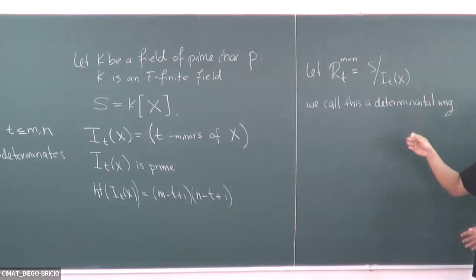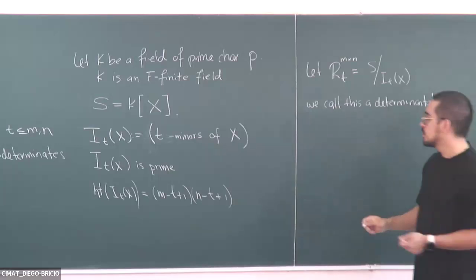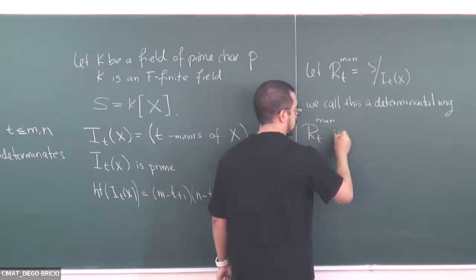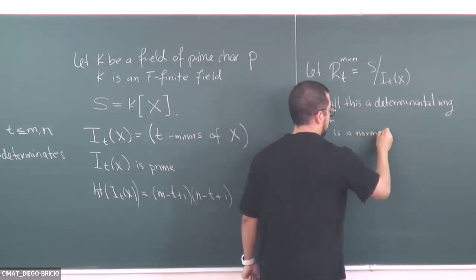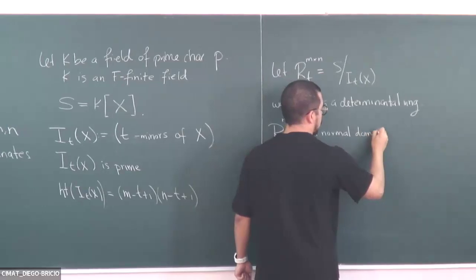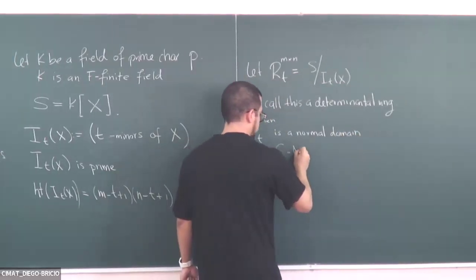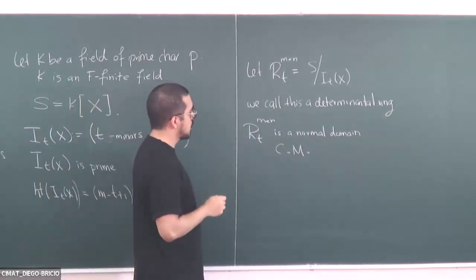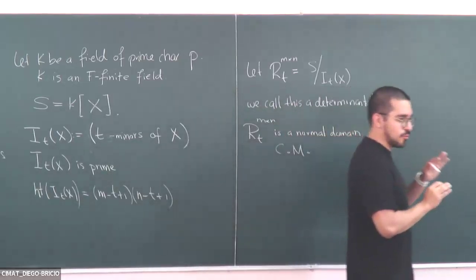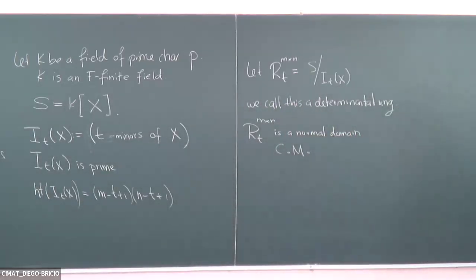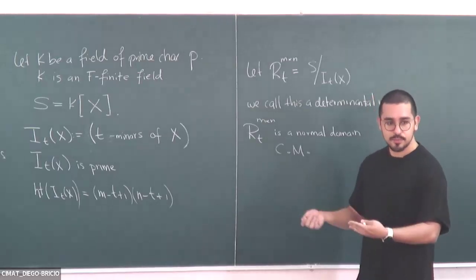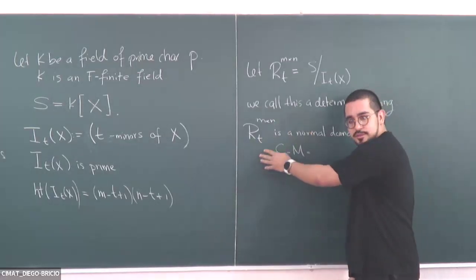So it turns out that since this ideal is prime, this is a domain. Not only this is a domain, this is a normal domain, with mathematical singularities. Okay. So now we have a normal domain. What we're going to do next is construct a prime divisor of this ring.